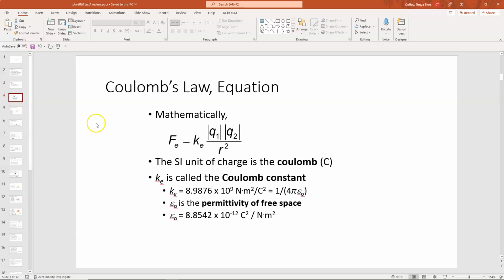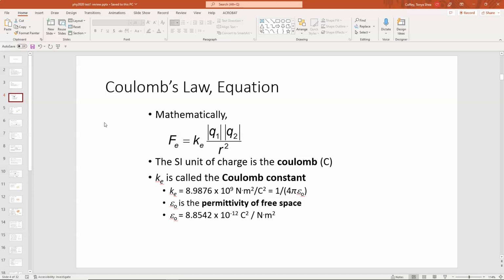Coulomb's law gives the force between two charged particles. It has a similar form to the force between two masses, Newton's law of universal gravitation. However, the fundamental constant for the force between two charged particles, the Coulomb constant, is multiple orders of magnitude bigger than the gravitational constant, which makes gravity, of course, the weakest force. Here, k is the Coulomb constant, 8.99 times 10 to the 9th newton meters squared per coulomb squared. You can also write the Coulomb constant as 1 over 4 pi epsilon naught, where epsilon naught is the permittivity of free space, which is equal to 8.854 times 10 to the minus 12 coulomb squared per newton meter squared.